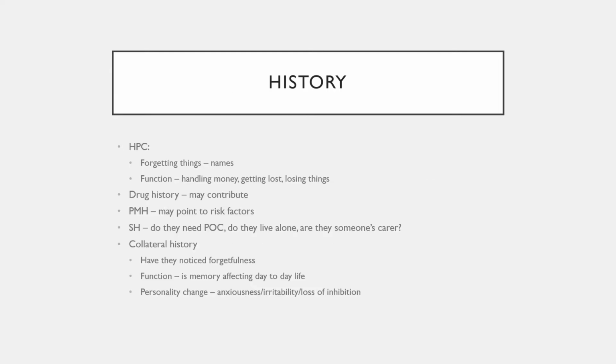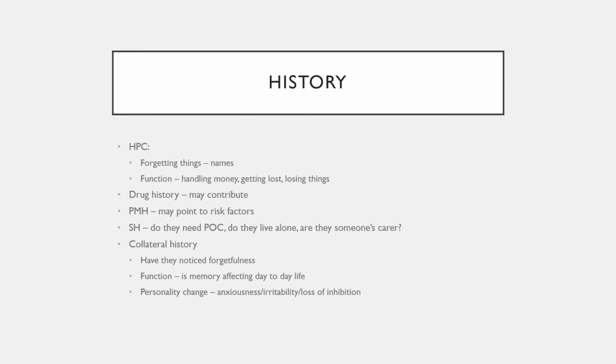So important things to think about in the history with someone for dementia. So first of all, you'd want to talk to the patient and sort of see what experience they're having. So are they forgetful? Are they forgetting things such as names, places, people? And how is that affecting their function? So are they okay cooking for themselves, handling money? Are they navigating themselves? Are they getting lost? And are they losing things?